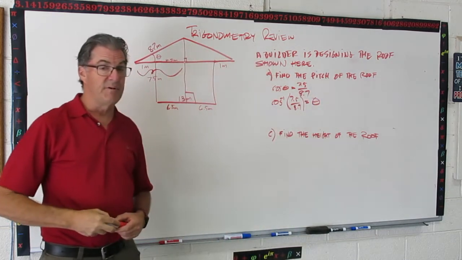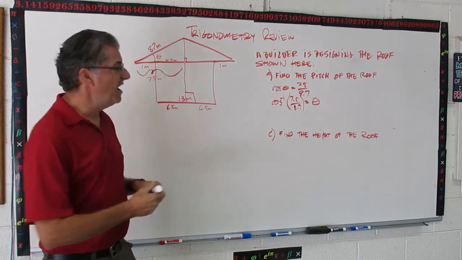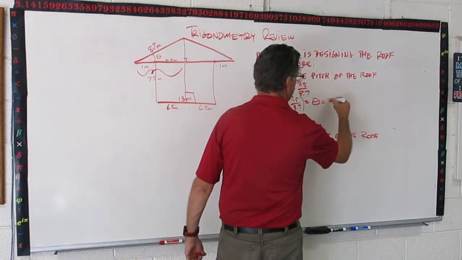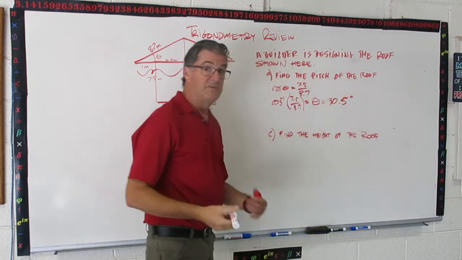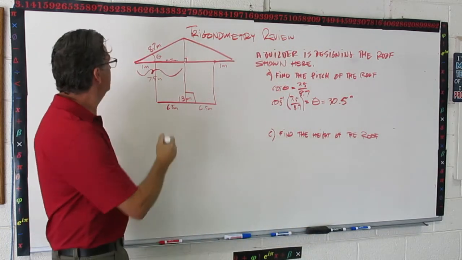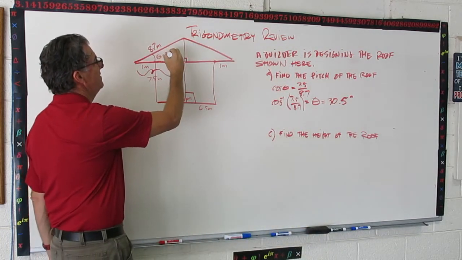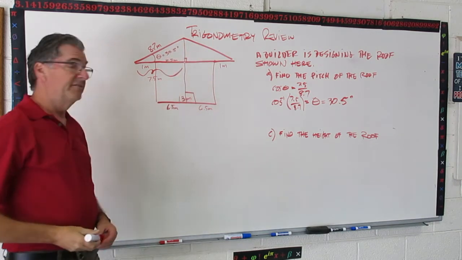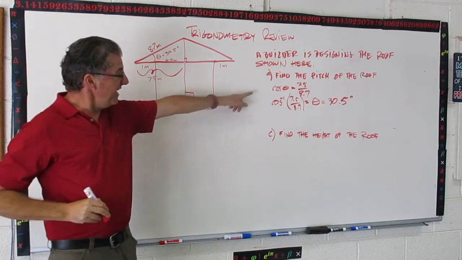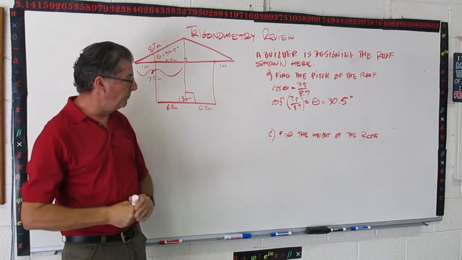Now go ahead and punch that up on your calculator. Okay, when I do that, I get 30.5 degrees. So that is the pitch of that roof. We can write that up here. 30.5 degrees. Okay, so that's A. Woohoo! Now let's look at B.